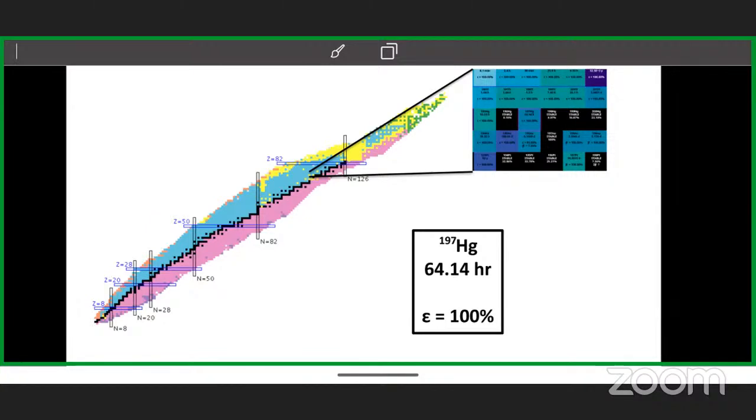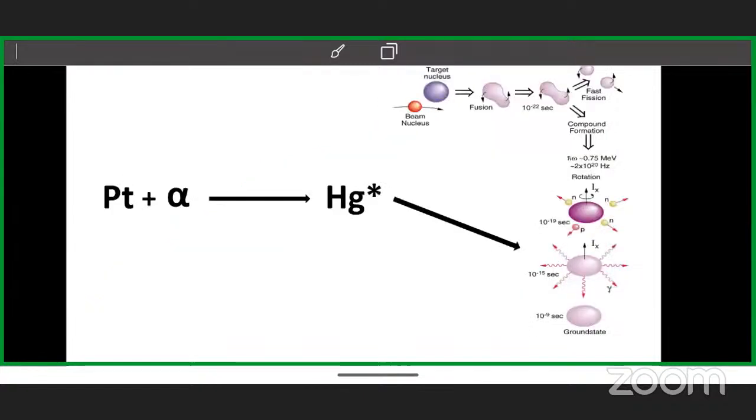So we need to populate this isotope in the laboratory in order to study it. How do we do it? I am keeping this slide very simple and in a very vague manner. If we take a platinum target and bombard it with alpha, it will give us the excited state of mercury, and eventually we will get 197 mercury.